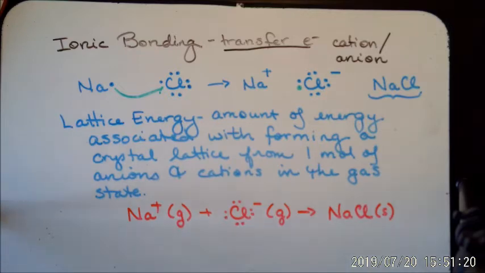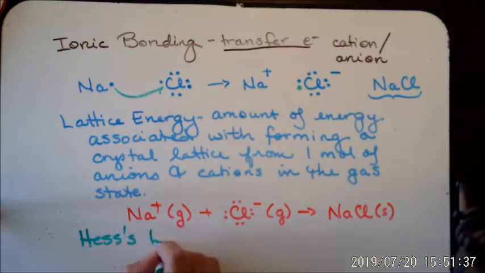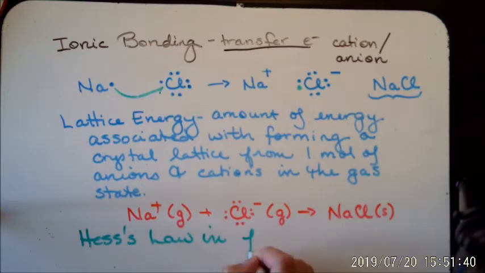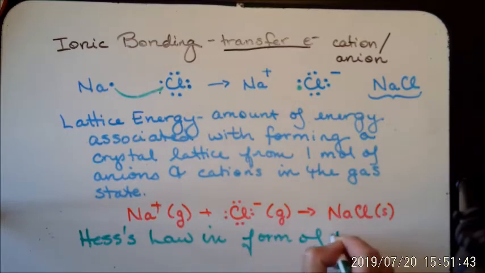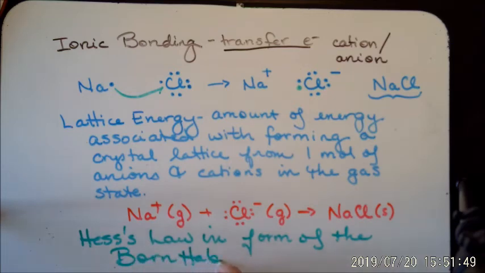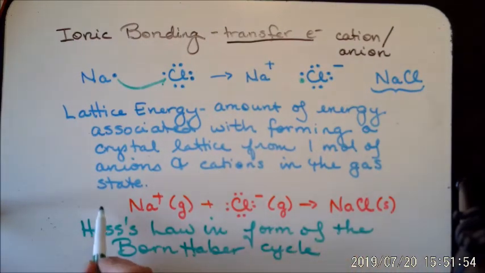Okay. Now when we look at a lattice energy, just so you know, it's not something that's easy. I mean, think about ions in the gas state. So it's not easy to measure. So what we're going to use is Hess's law in the form of the Born-Haber cycle to deduce, or determine, what the lattice energies are. Okay, so let's just go through the steps.